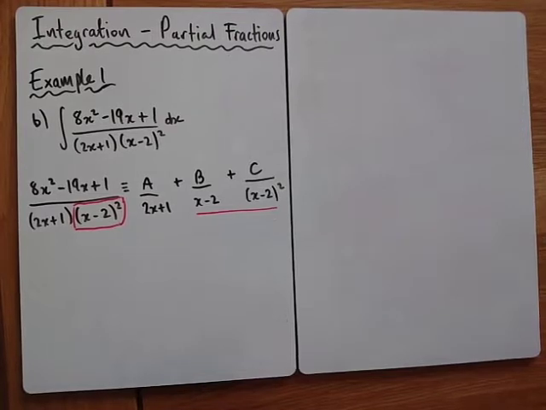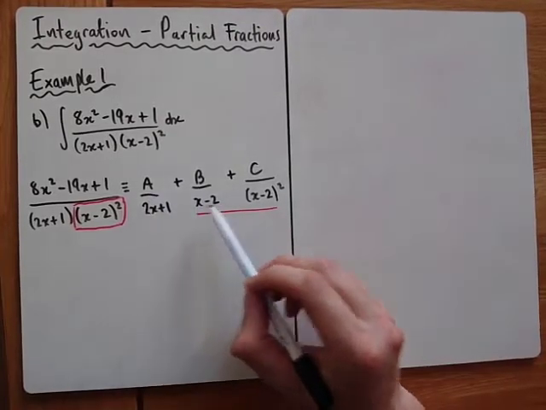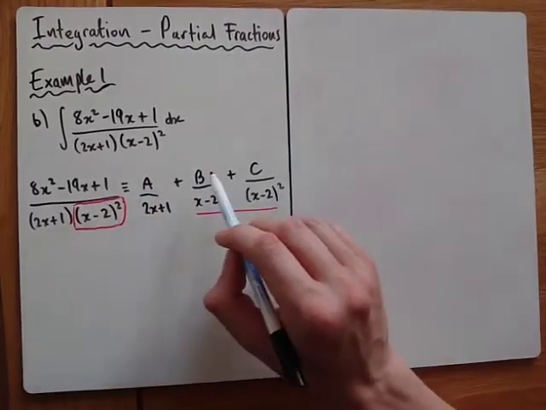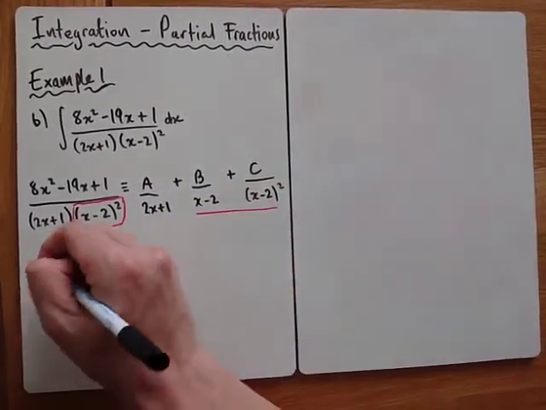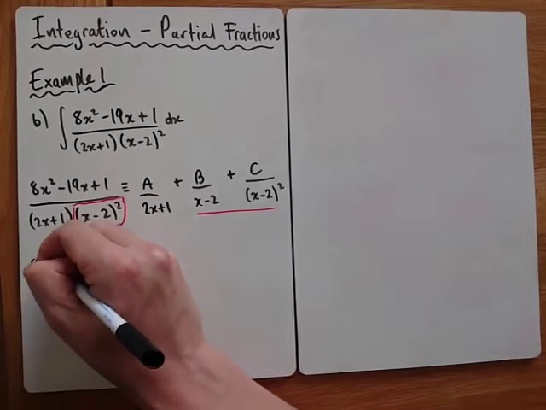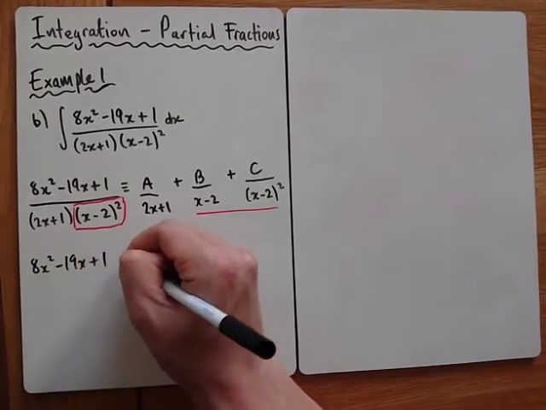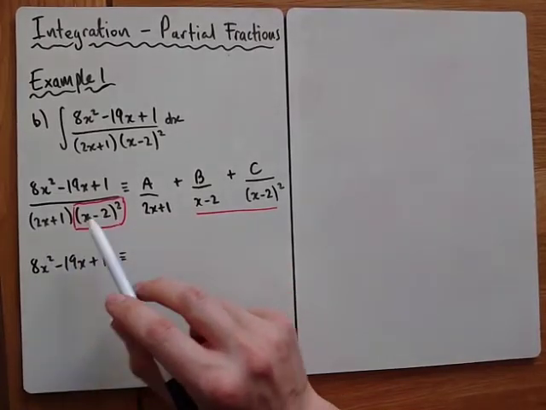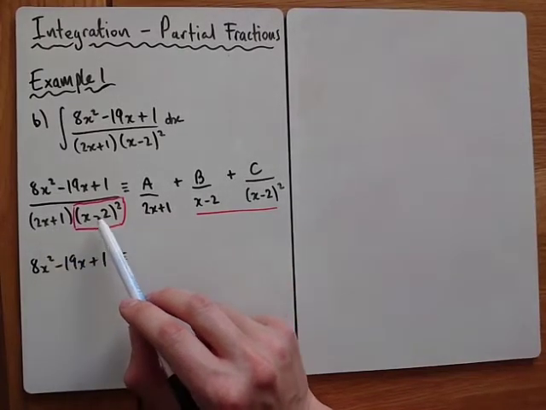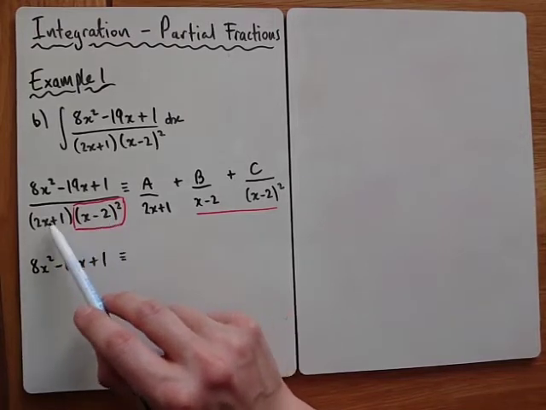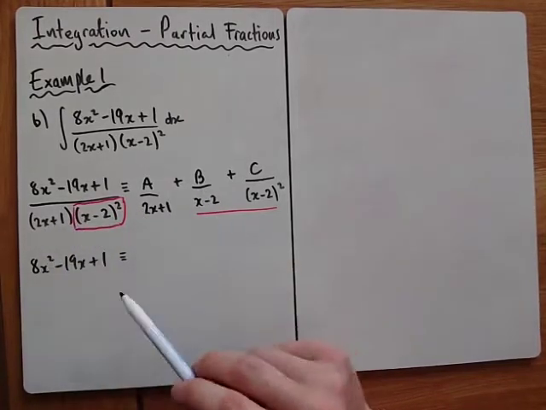Okay, now once we know what the form is, we want to get rid of all these fractions so we can compare the left hand side with the right hand side. So I'm going to have to be careful to do this. I've got 8x squared minus 19x plus 1. Now if I multiply by 2x plus 1 and x minus 2 squared, I'm multiplying everything by this denominator, because then it'll cancel all my fractions.